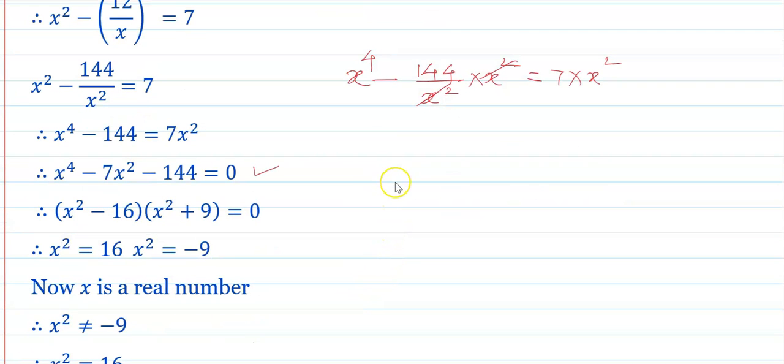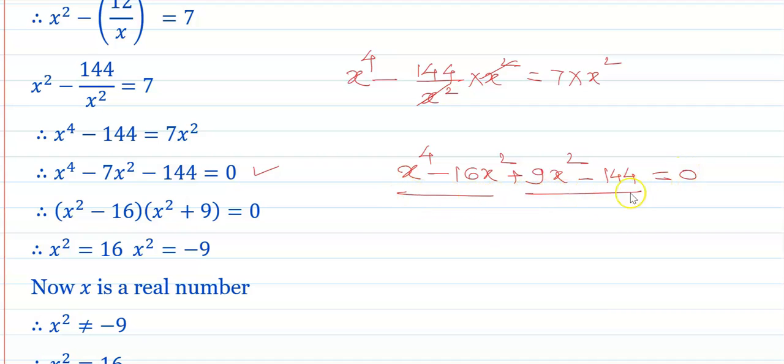पुन्हा याचे फॅक्टर्स करणार. कसे फॅक्टर्स? त्याचा प्रॉडक्ट किती आला पाहिजे? minus 144. Therefore, x raised to 4 minus 16x square plus 9x square minus 144, and that's equals to 0. Now take x square as a common and 9 as common. If you take x square as a common, then in bracket you will get x square minus 16. In another bracket, take 9 as a common, then in bracket you will get x square minus 16, bracket complete, and that's equals to 0.